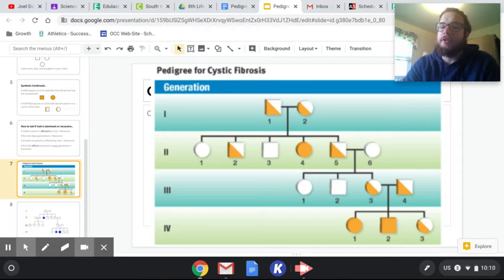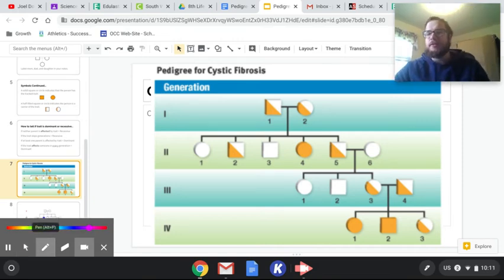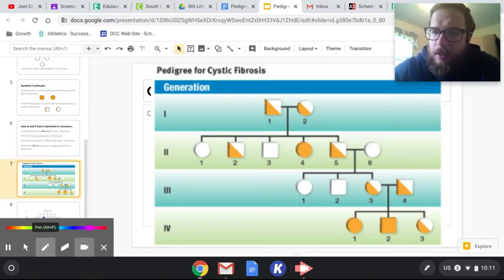Okay. Now let's look at person 3 and person 4 in generation 3. They are both carriers, and look at what happens to their children. Now they've got 2 out of 3 that have cystic fibrosis, and then they've got 1 that's carrying it but doesn't have it. Okay. So what would this look like in terms of a Punnett square? Well, let's do it, because remember, Punnett squares and pedigrees, they're very related. So let's go ahead and draw it up.